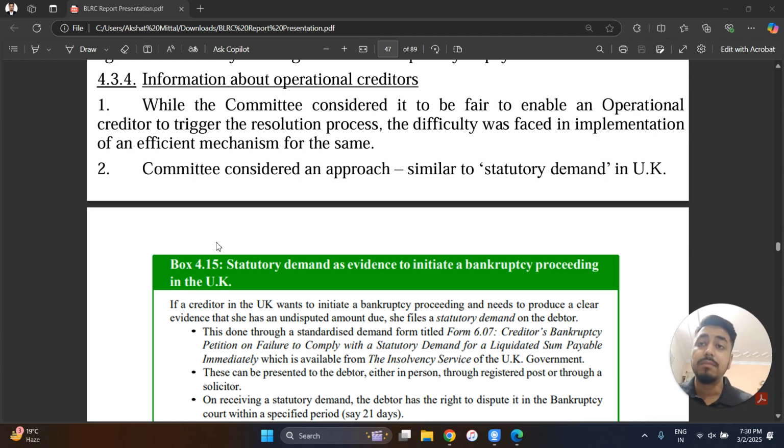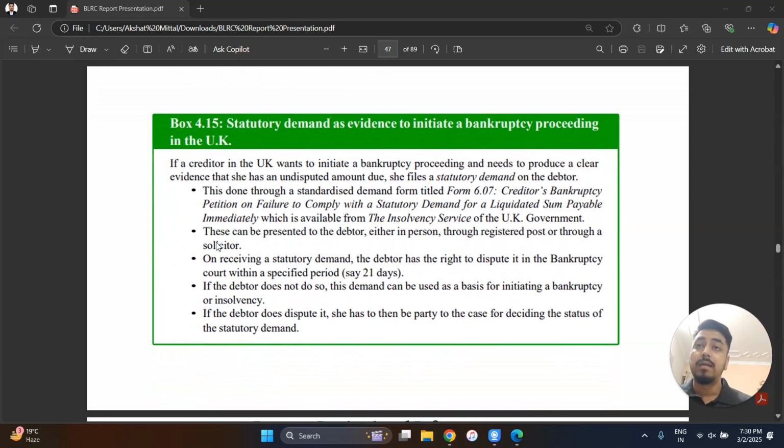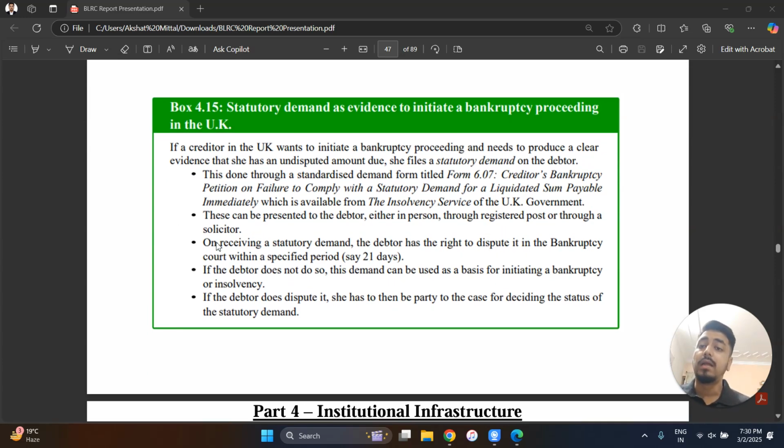And for this purpose, this committee has considered an approach which is currently followed in the United Kingdom. And we have also somewhat on this approach incorporated sections 8 and 9 in the IBC for the operational creditors. So in the UK, there is something known as a statutory demand, which serves as direct evidence to initiate insolvency proceedings in that jurisdiction. Basically, in the UK, as we have already discussed, an operational creditor is required to serve a demand notice upon the debtor.